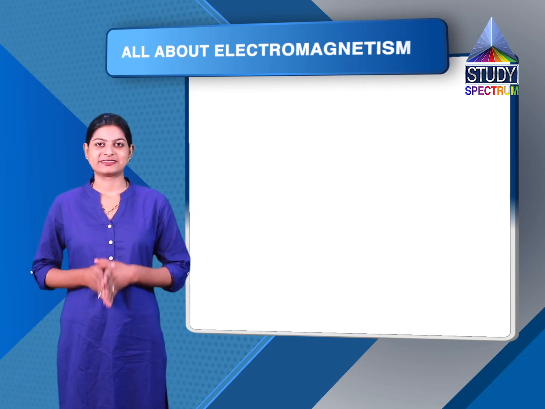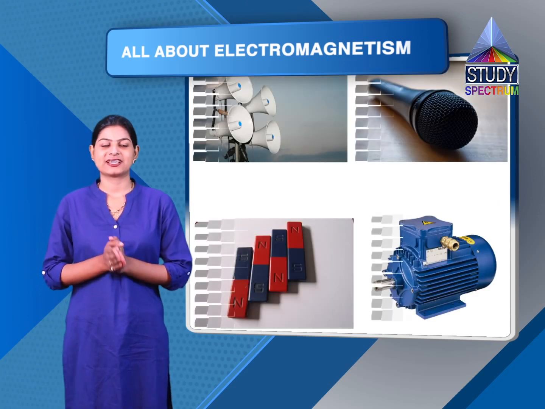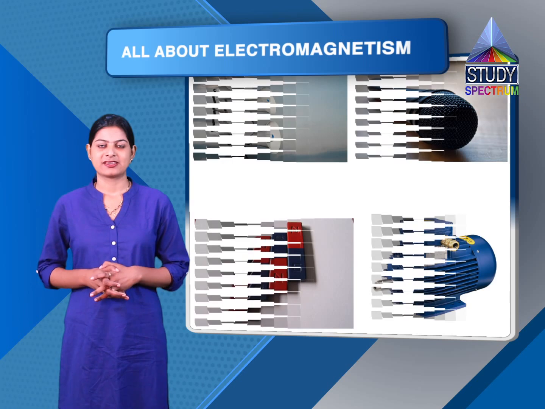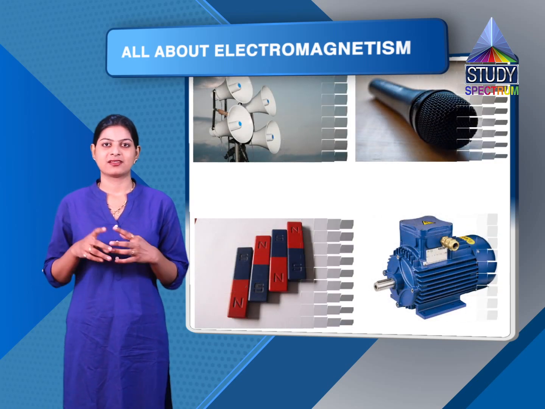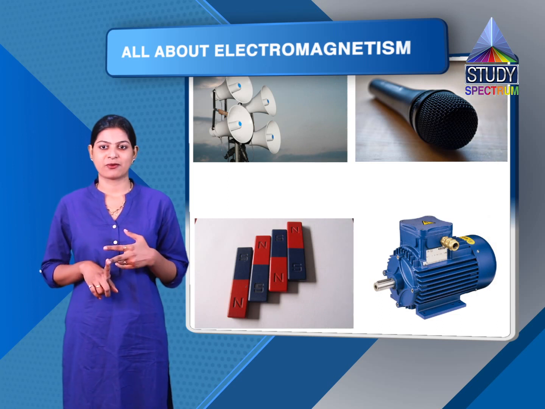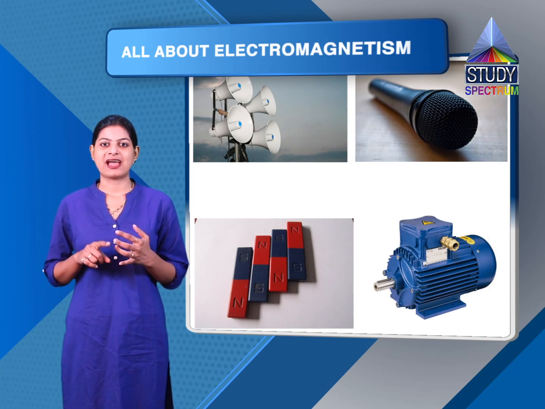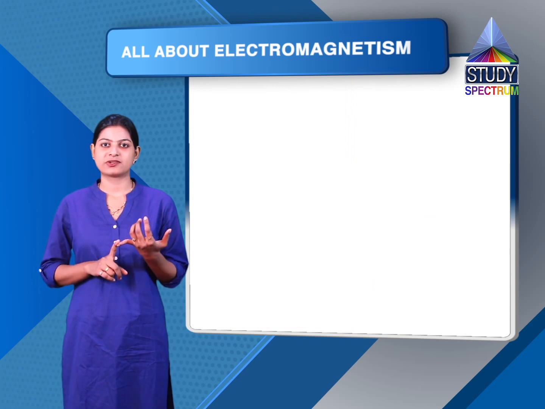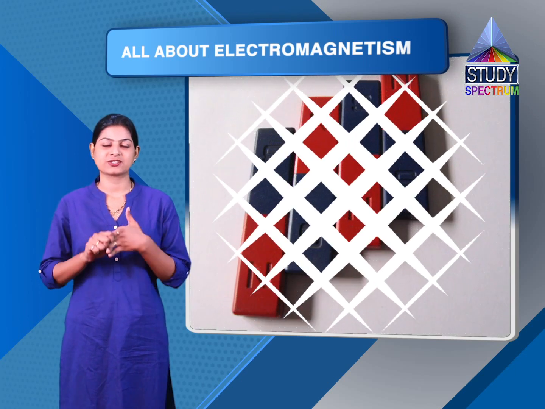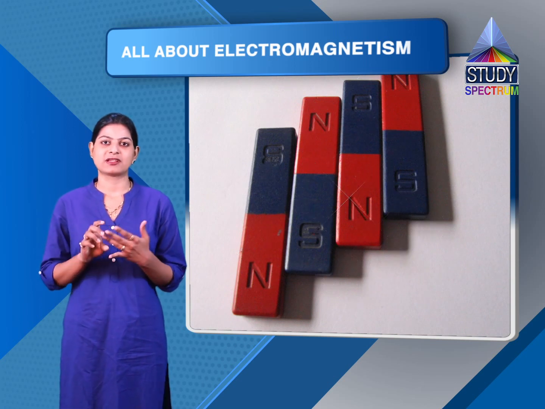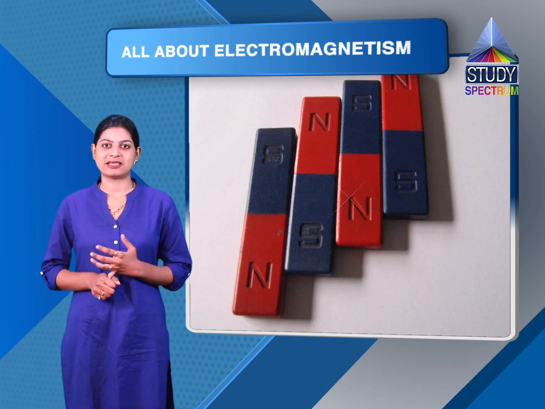Now the C part of the exercise. The C part of the exercise is find the odd man out. The very first question is loudspeaker, microphone, electric motor and a bar magnet. The odd one out of this is the bar magnet, because the rest three are applications of electromagnetic induction, where the bar magnet is not applicable.